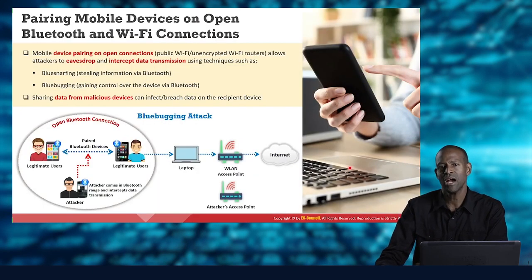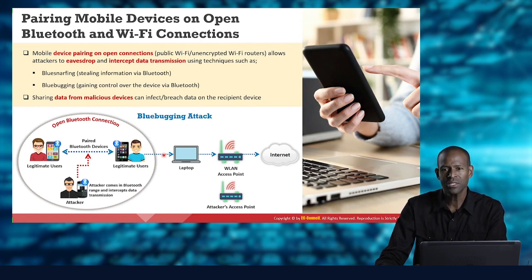All right, another thing we need to talk about is good old Bluetooth and Wi-Fi. And then here is an issue. So you have an open Bluetooth and a Wi-Fi connection. You're paired to Bluetooth and you're paired to Wi-Fi. And they're both open, meaning that there is no encryption. You're wide open to bluesnarfing and bluebugging attacks, which we talked about in a previous module.